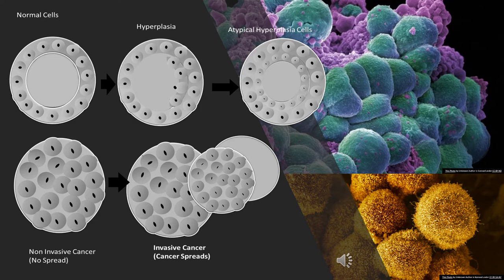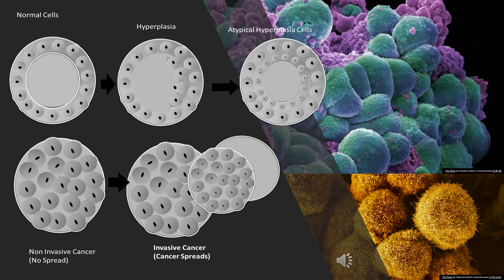Now the next stage comes, which is called atypical hyperplasia. Now what is it? When excess cells stack upon one another, some start taking on an abnormal appearance. So basically cells get accumulated one over the other, and their appearance starts looking like abnormal cells. That phase is called atypical hyperplasia.